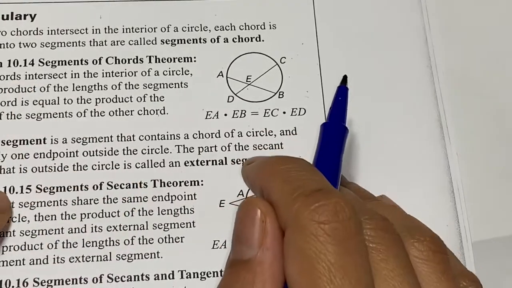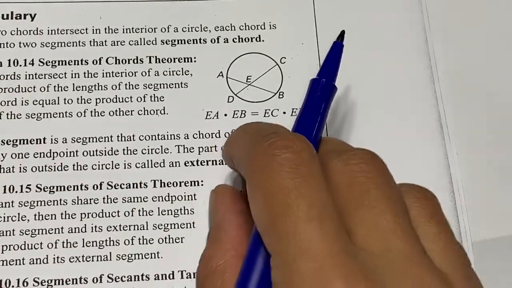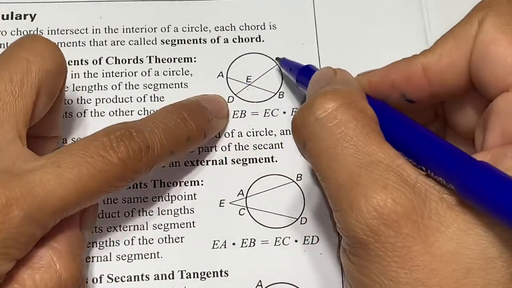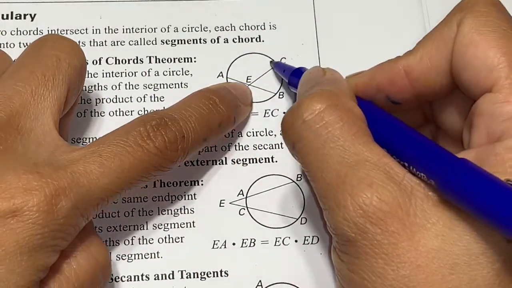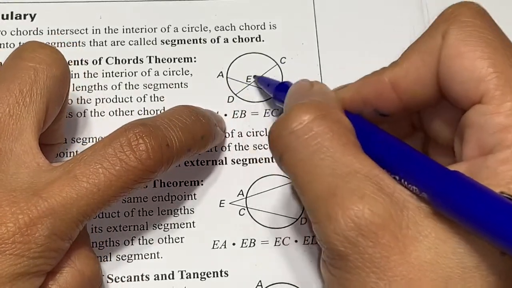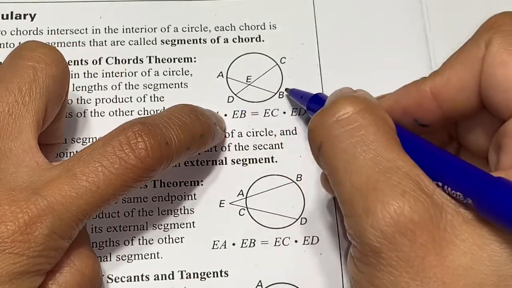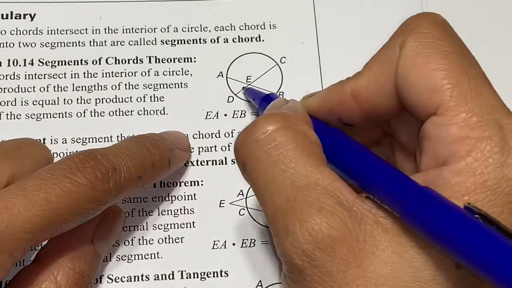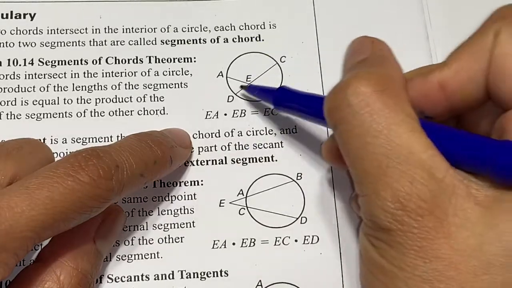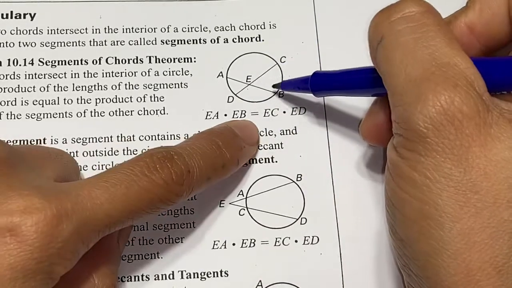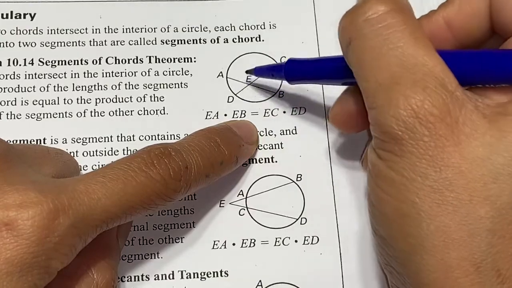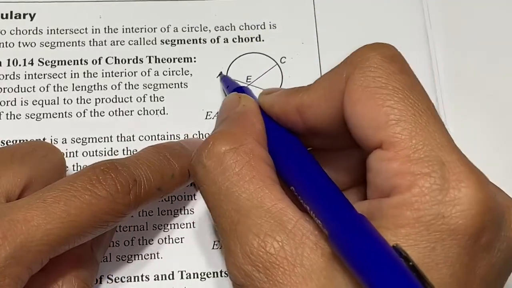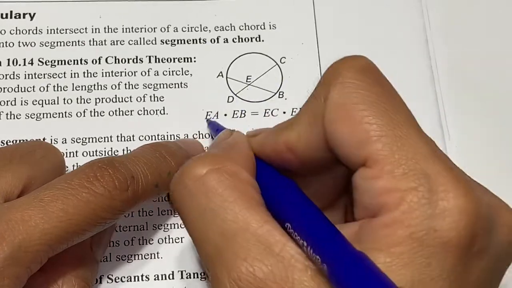So according to 10.4, if you have segments of chords, so these are 2 chords, correct? If you want to know how long is a piece of that chord, let's say AE, CE, DE, or EB, all you have to remember is this rule. Okay, so it splits into 4 segments, right? 1, 2, 3, 4. So start with the first chord AB. Take the 2 pieces, multiply them together. So that's EA times EB. So that's what I wrote.